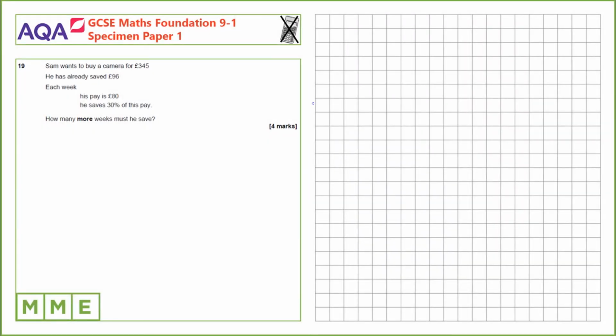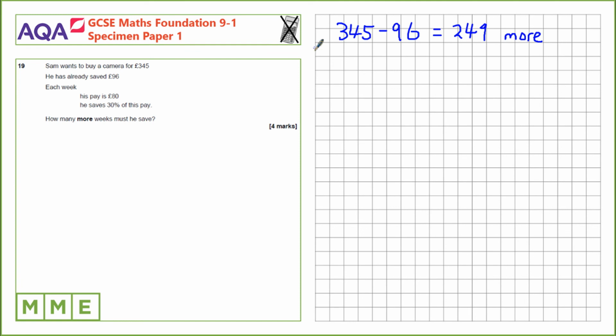Question 19. Sam wants to buy a camera for £345. He has already saved £96. Each week his pay is £80 and he saves 30% of his pay. For how many more weeks must he save? Let's figure out how much money he needs to get already. So, £345, take away the £96, means he needs to save another £249 more.